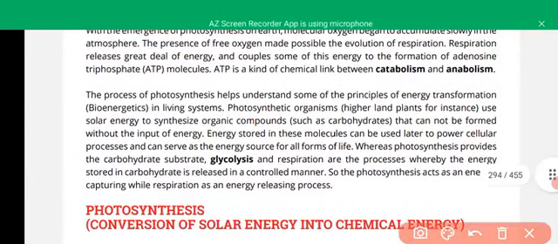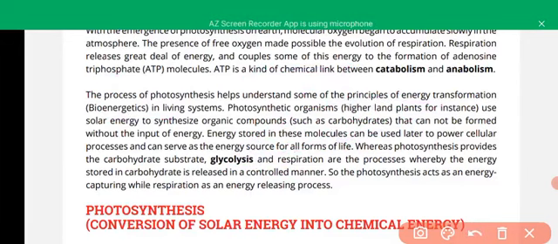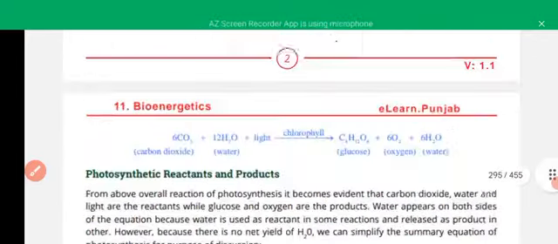So carbohydrates, photosynthesis and respiration happen in understanding bioenergetics of biological systems. Carbohydrates are where energy is stored and preserved, and glycolysis and respiration are the processes whereby the stored energy is released in a controlled manner. So carbohydrates are energy storing, and respiration and glycolysis are energy releasing processes.